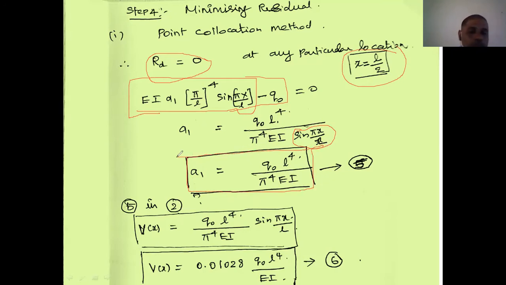Our aim is to substitute this value of the unknown parameter A1 in the trial function. If you substitute the value of the unknown parameter A1 in the trial function, you will be getting the solution for the problem.